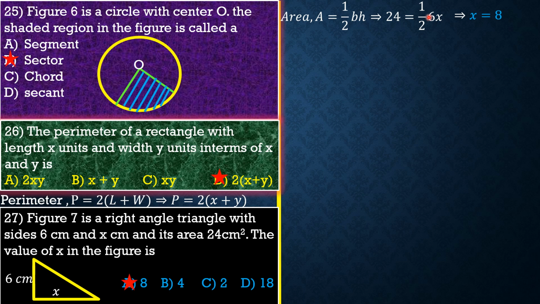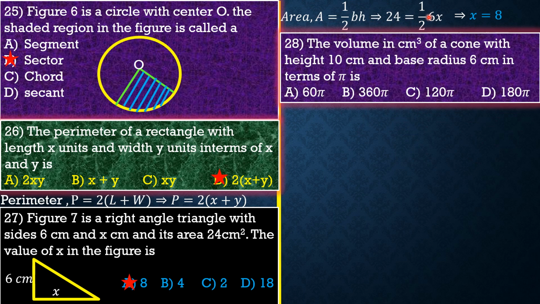Okay, guys, question 28 reads that the volume in centimeters cube of a cone with height 10 centimeters and base radius 6 centimeters in terms of pi is. So guys, let's keep in mind that the volume of a cone is given as 1/3 pi radius squared times the height. If we plug in everything, we are going to have our V to be the same like 1/3 pi is pi.